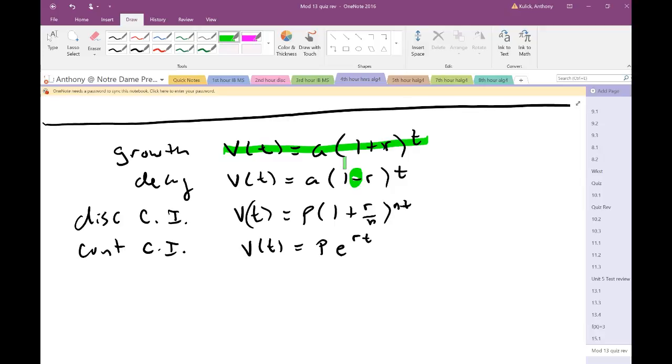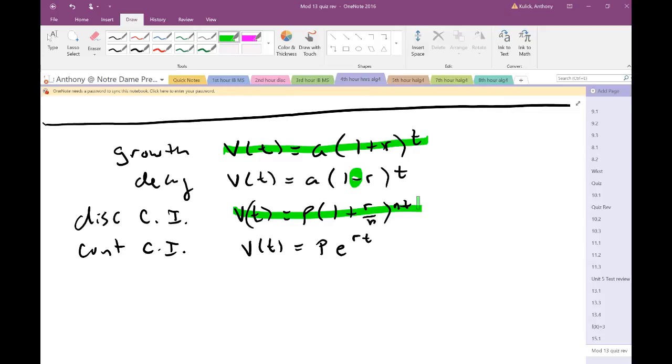In the discrete compound interest formula, V of t is, again, the value at time t. P is the initial amount. R is the interest rate as a decimal. Again, almost always that would be given to you as a percentage, so you got to make sure you convert it. N is the number of compounds per year. That's going to be given to you in words in the story problem.